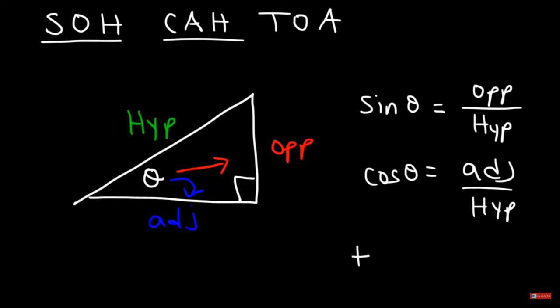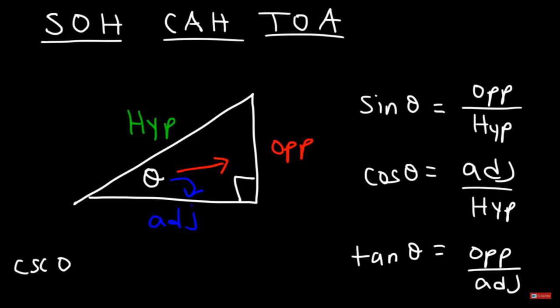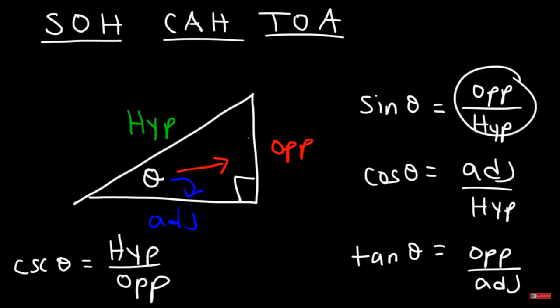And tangent theta, TOA, is equal to the opposite side divided by the adjacent side. So that's the tangent ratio: opposite over adjacent. Now we know that cosecant is 1 over sine. So cosecant is basically hypotenuse divided by the opposite side. You just need to flip this particular fraction.